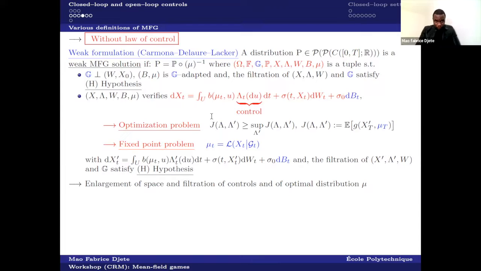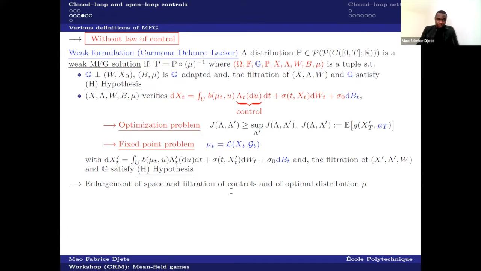There is a very technical aspect about this. To really understand each point of this definition is very technical, and I don't want to detail all the points. So here there is the equivalent of the previous optimization problem, and here is a fixed point. There are two main points in this definition. First of all, the main difference is about the filtration of controls and the filtration of the optimal distribution mu.